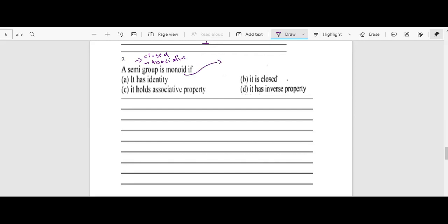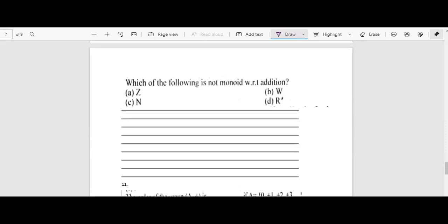The only thing which is different in case of a monoid is it is also closed, it also has the associative property, and it should have identity as well, right? So for a monoid we need it should be closed, it should have the associative property, and it should also have identity. A semigroup already is closed, it already has the associative property, only it does not have identity. So if it has identity, it would be a monoid as well. So A is the answer. Perfect. Okay. Let's talk about the 10th question now.